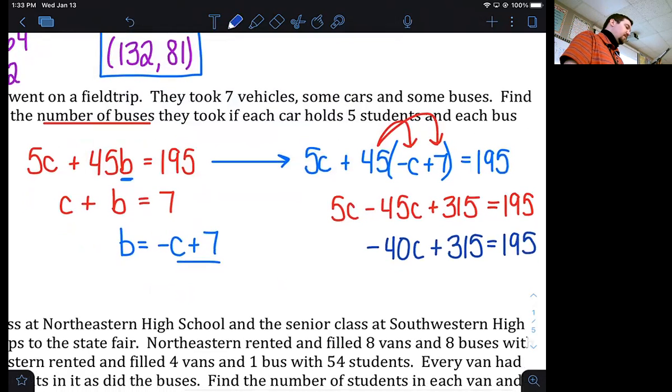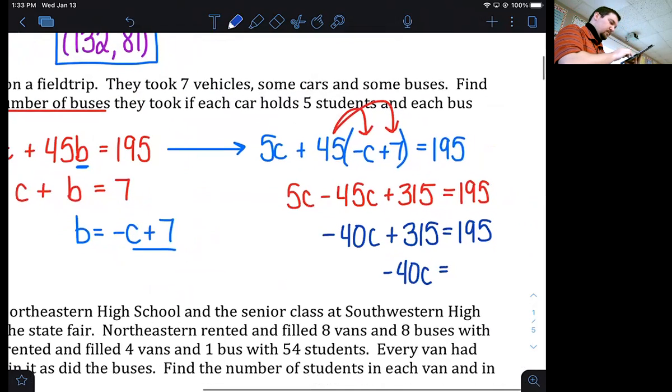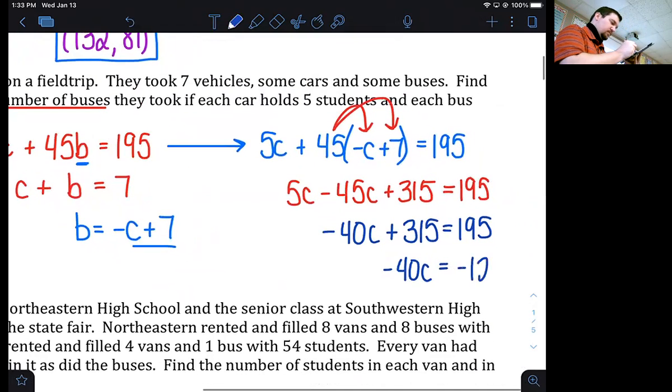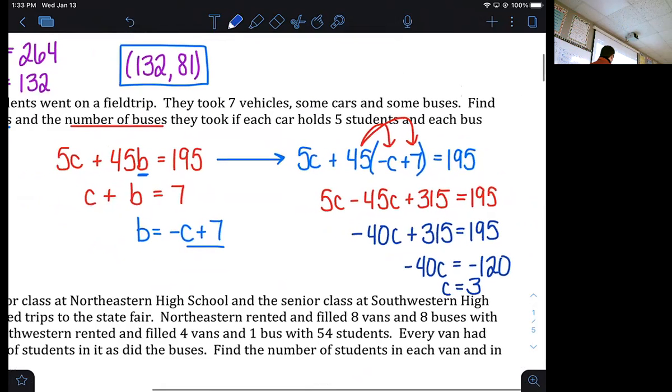Subtract 315 from both sides. Ashton, I'm gonna have you do that for me. What's 195 minus 315? Negative 120. Okay. And Ashton, how many times will negative 40 go into negative 120? Once I know the number of cars, I can plug it into either equation.